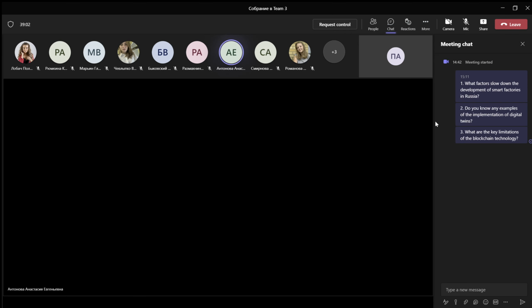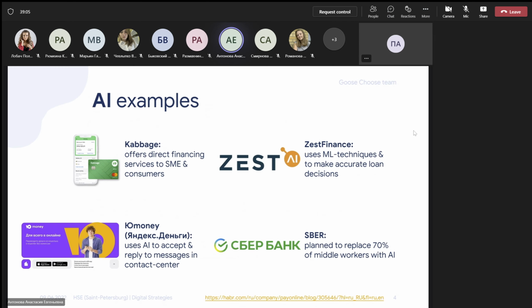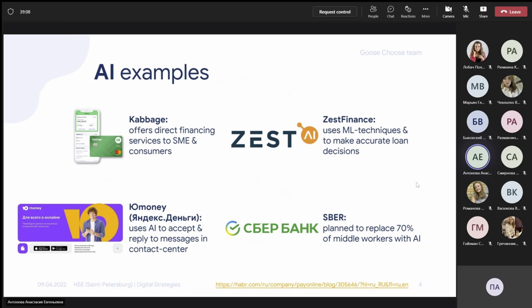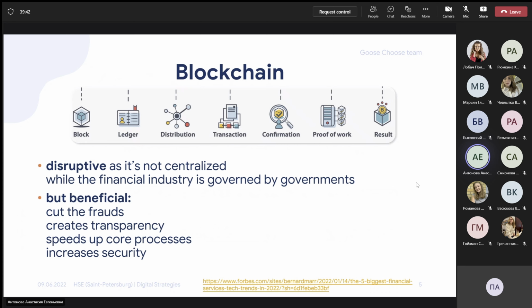As an example, Cabbage is an Atlanta-based online fintech and data mining company. Cabbage offers direct financing and also uses AI for building credit risk models and analyzing existing loan portfolios. One more example is ZestFinance. This firm uses machine learning techniques and big data analysis to make more accurate loan decisions. A Russian example is YooMoney. This company created a contact center and uses an AI chatbot in particular for faster responses to clients' messages. And also Sberbank tries to implement such technologies, and you can see that it plans to replace 70% of middle workers with AI. And now let's talk about blockchain.